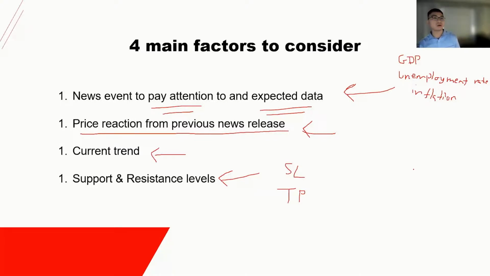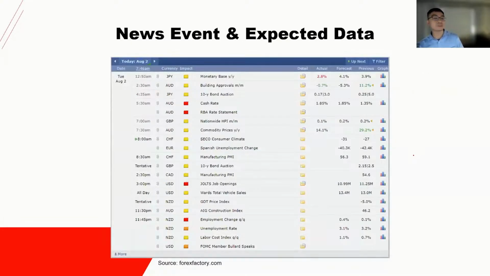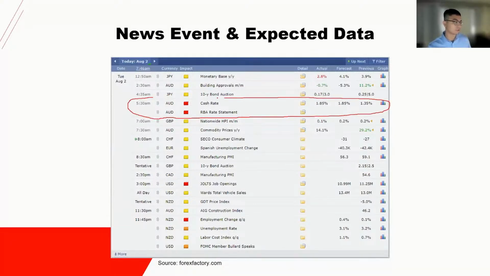Okay, moving on next towards the news events and expected data. So we actually have a very nice clear screenshot of Forex Factory. As Forex traders, it's very essential. Okay, before I continue, we are actually focusing on the AUD. So right here, this specific news event is what we are focusing on.